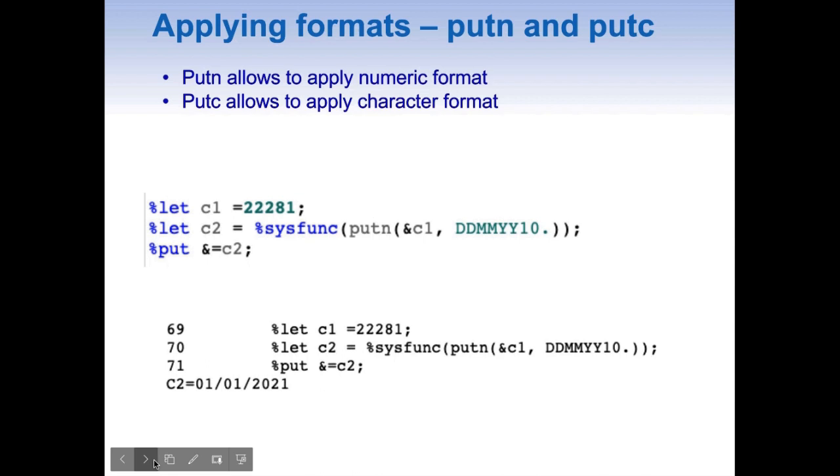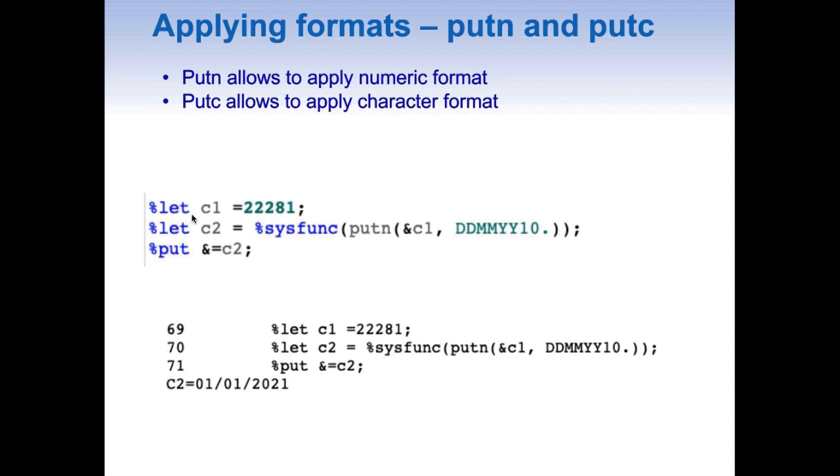Now let us look into what else we can do with our %sysfunc. We can also apply formats by using putn and putc function. One another thing I want to remind you is we cannot use put function with %sysfunc, but we can use putn and putc. Putn allows to apply numeric format, whereas putc allows to apply a character format. Now let us look at an example for both of these.